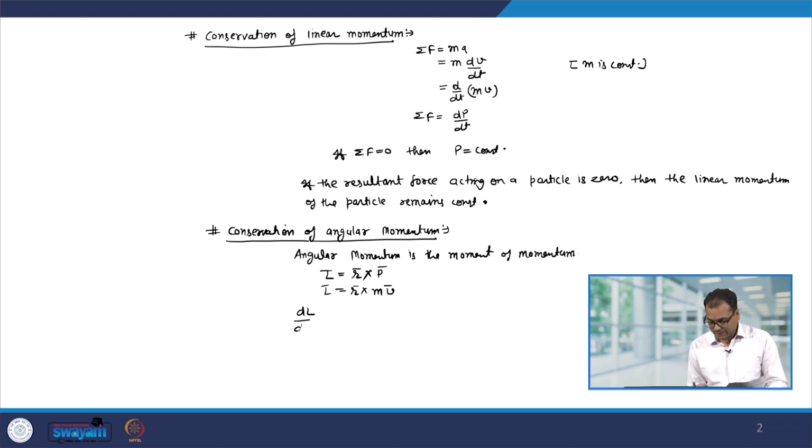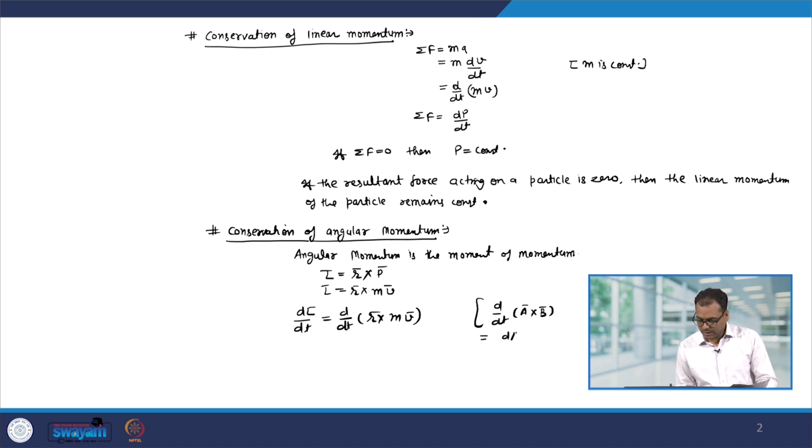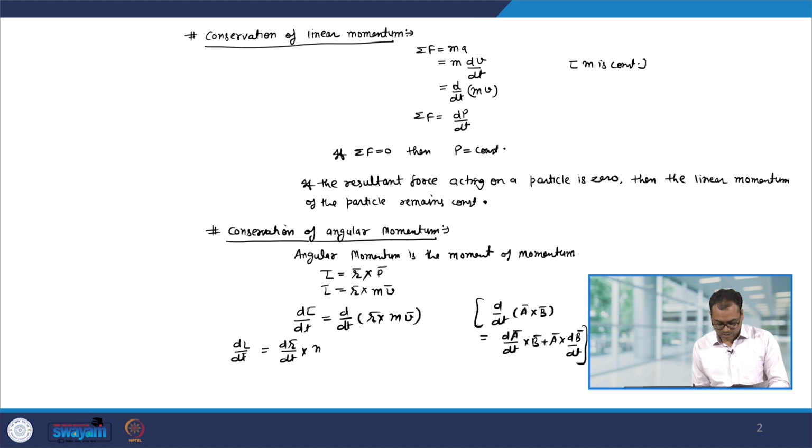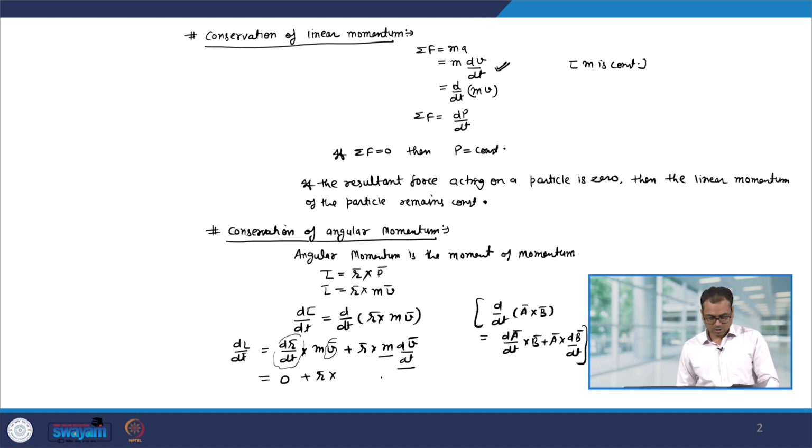Now, let us look at dL by dt. So, dL by dt is d over dt of r cross mv, and we know that d by dt of a vector A cross b vector is dA by dt cross b plus A cross dB by dt. Let us use this identity. So, we have dL by dt equal to dr by dt cross mv plus r cross m dv by dt. Now, dr by dt is the velocity, and v cross v will be 0. Therefore, we will have 0 plus r cross m dv by dt, which is nothing but the force. So, r cross F, and we know that r cross F is the moment or torque.